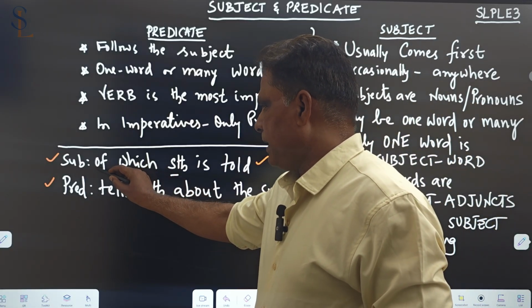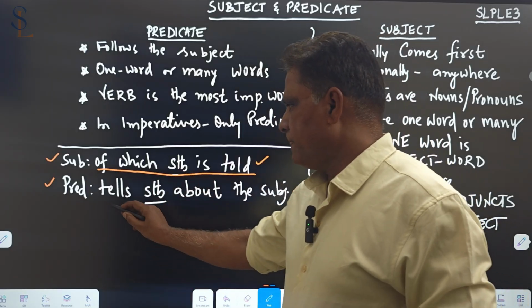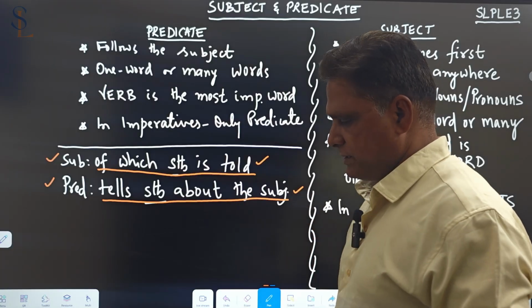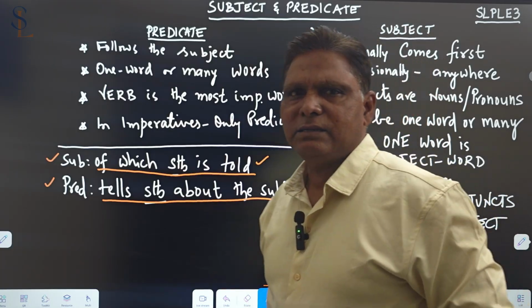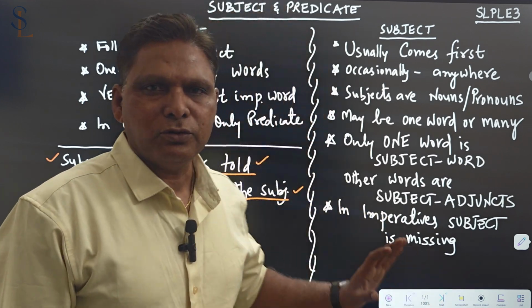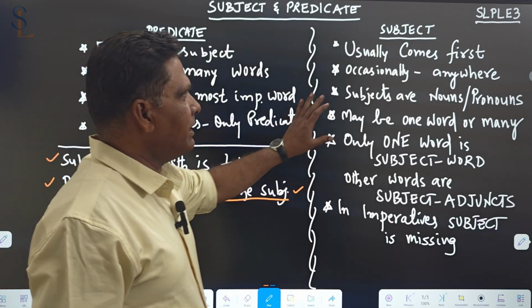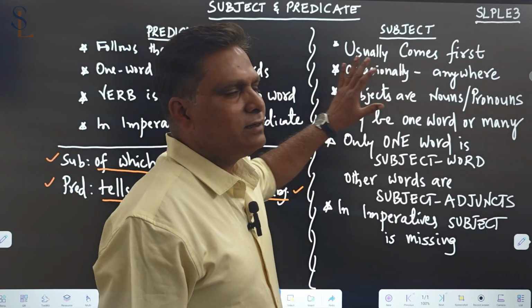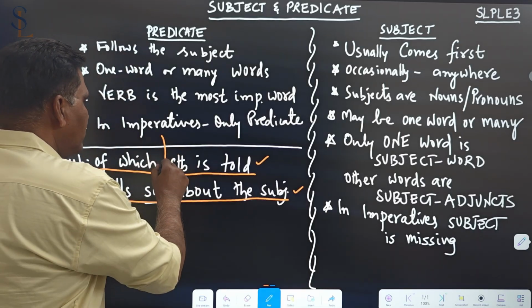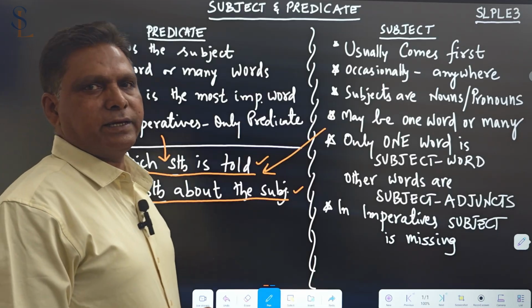Subject is the part of which something is told. Predicate is the part that tells something about the subject. So again, it seems to be simple, at the same time they seem to be complicated. So instead of understanding this first, let us come back to this subject, then we will go to predicate, then again we will slowly derive the definitions of subject and predicate.